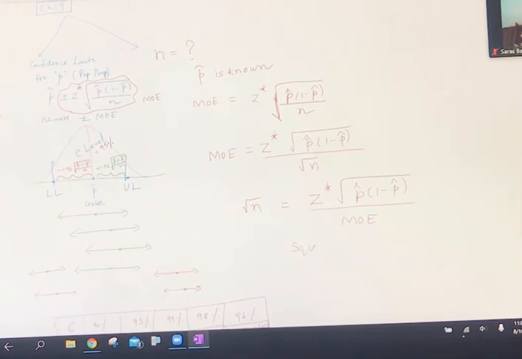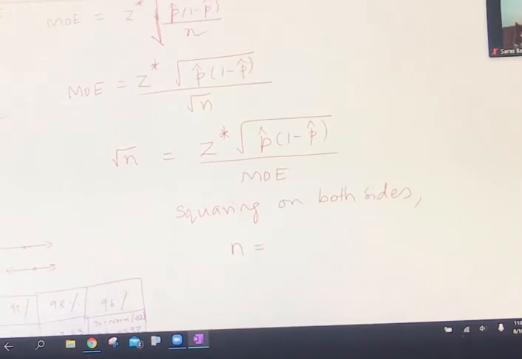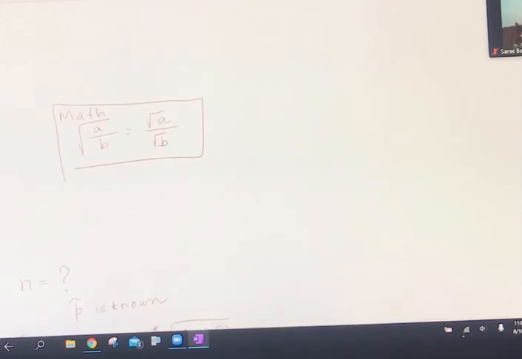So what I am supposed to do here is square both sides. This is a tiny algebraic operation. I'm just swapping square root of n and moving the margin of error to the denominator, all right? Since I don't want the value for square root of n, I'm going to square both sides. So I will get square root of n times square root of n. In math, square root of n the whole squared is square root of n times square root of n, and that's going to be n.